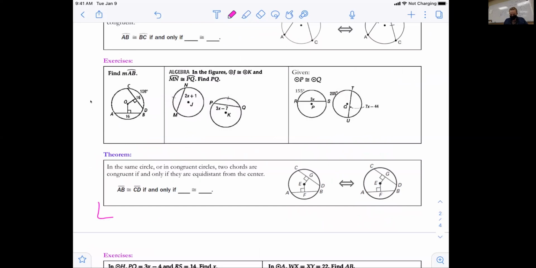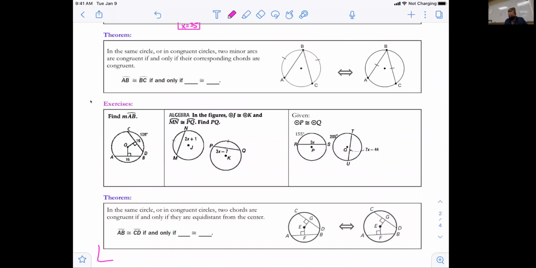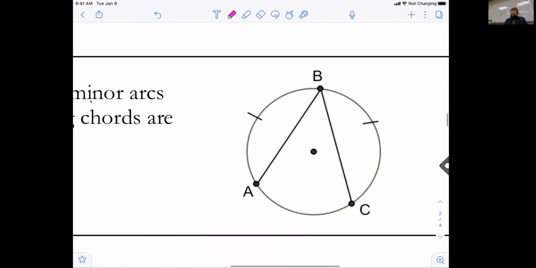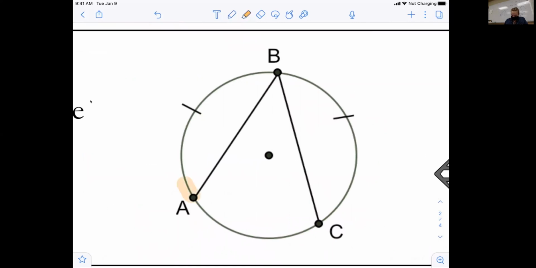We'll just briefly talk about this bottom one, but I want to do one more theorem, and these are pretty simple. So let's keep on going through. It says, in the same circle or in two congruent circles, two minor arcs are congruent if and only if their corresponding chords are congruent. So let's look at that. So the minor arcs AB and BC are congruent if and only if the chords, chord AB and chord BC, are congruent. So I can go both ways.